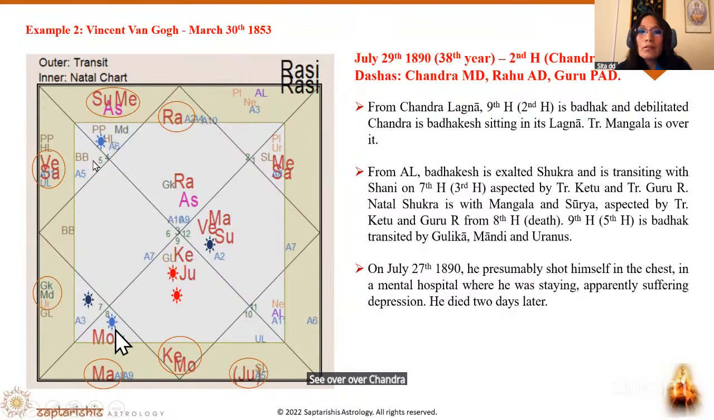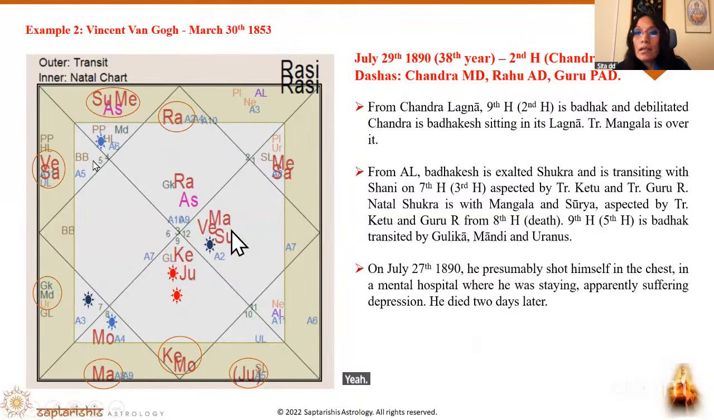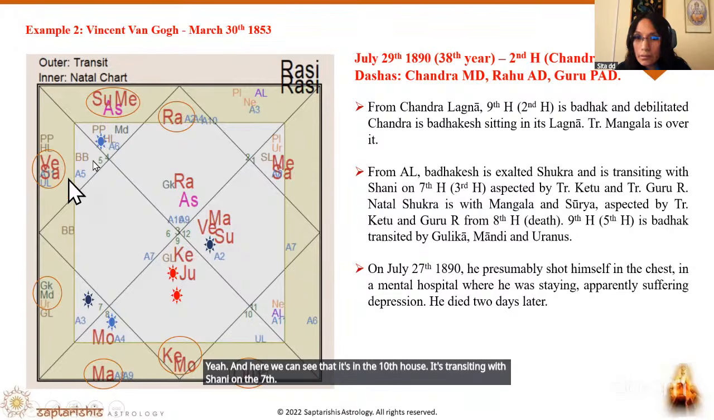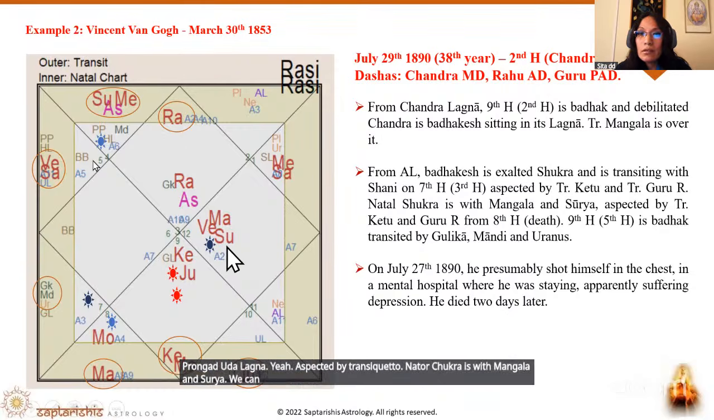And from Aruda Lagna, let's see, Bhadakesh is exalted, Shukra is exalted. And here we can see that it's in the 10th house. It's transiting with Shani on the 7th from Aruda Lagna, aspected by transit Ketu and transit Guru retrograde. And natal Shukra is with Mangala and Surya, we can see here, now in the Vadakstana from Aruda Lagna.